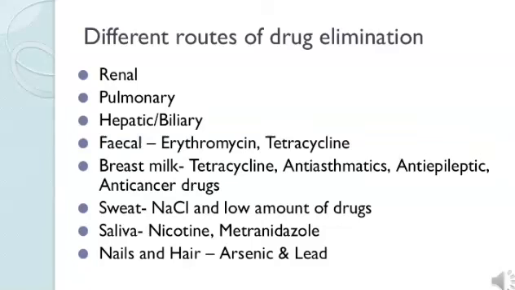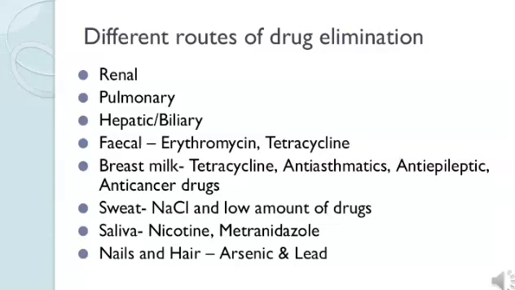Different routes of elimination. As we discussed in the elimination during pharmacokinetics, we have seen where all the drug is eliminated. Here renal plays a very important role. Almost 70 to 80% of the drug is eliminated through urine. Pulmonary, that is through expiration air, it is eliminated. The best example is those who have drunk alcohol. When they come closer, when they breathe out, we can get the smell, which is an exact example of drug elimination.